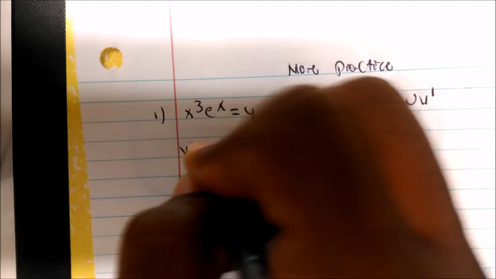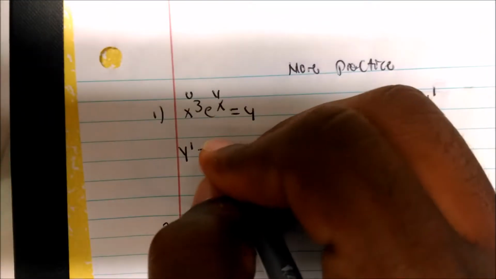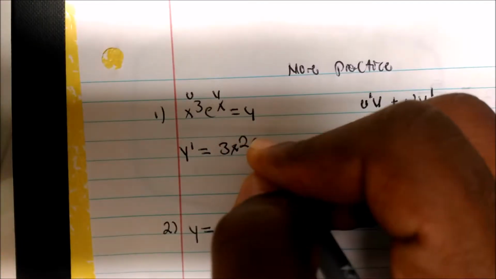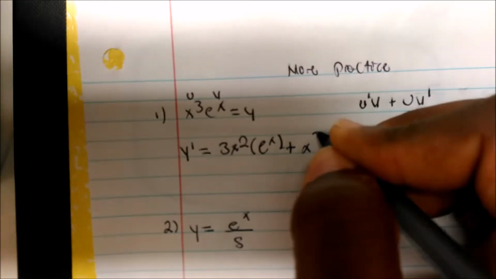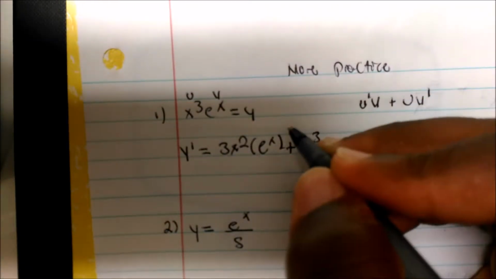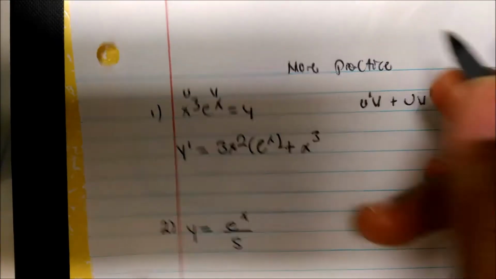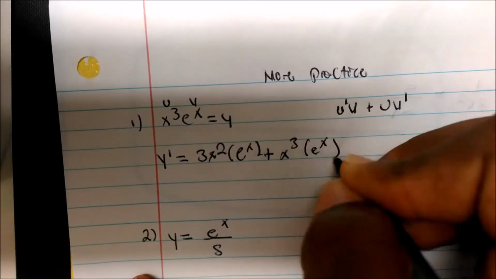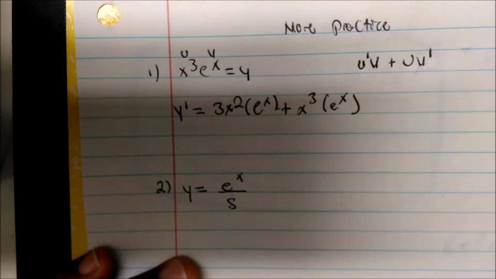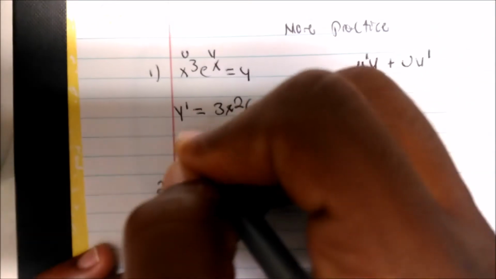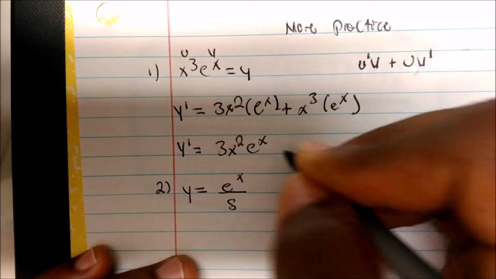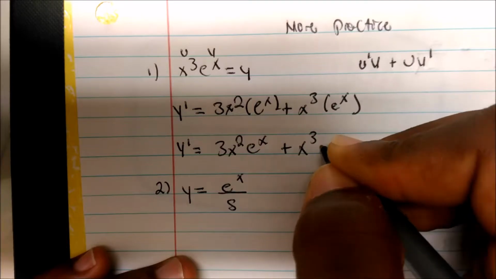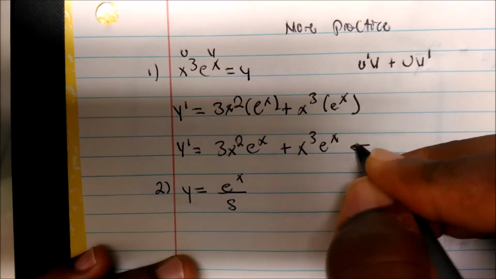So y prime is going to equal a derivative of u, right, which is just 3x squared, times plain old v, which is just e to the x, plus plain old u, which is just x cubed, times the derivative of v, which is just also e to the x. Right? So multiplying them together, our y prime is going to equal 3x squared e to the x plus x cubed times e to the x. And this will be our answer for number one.